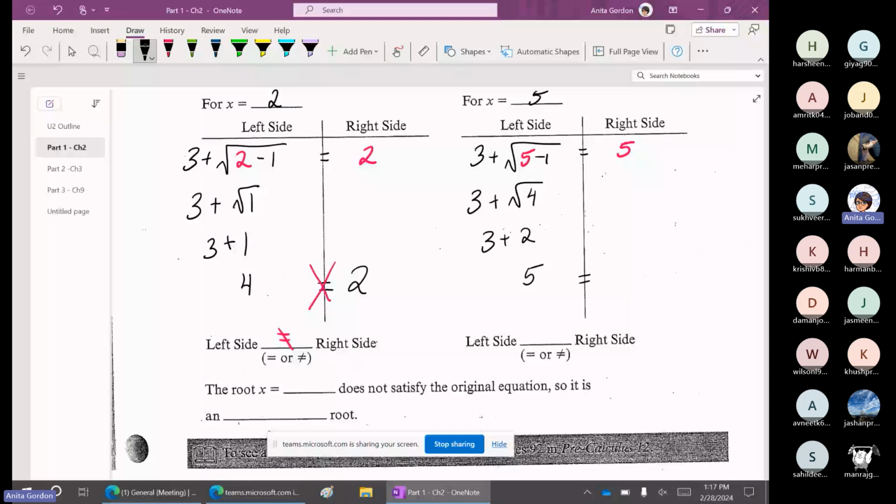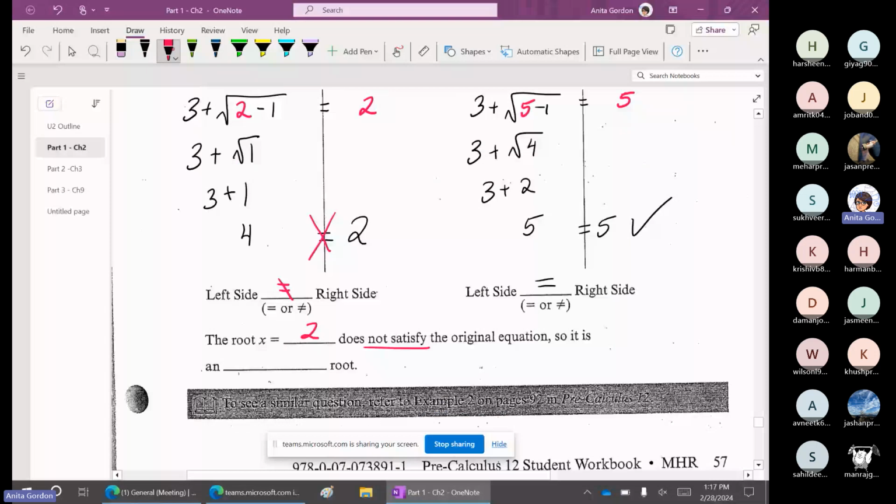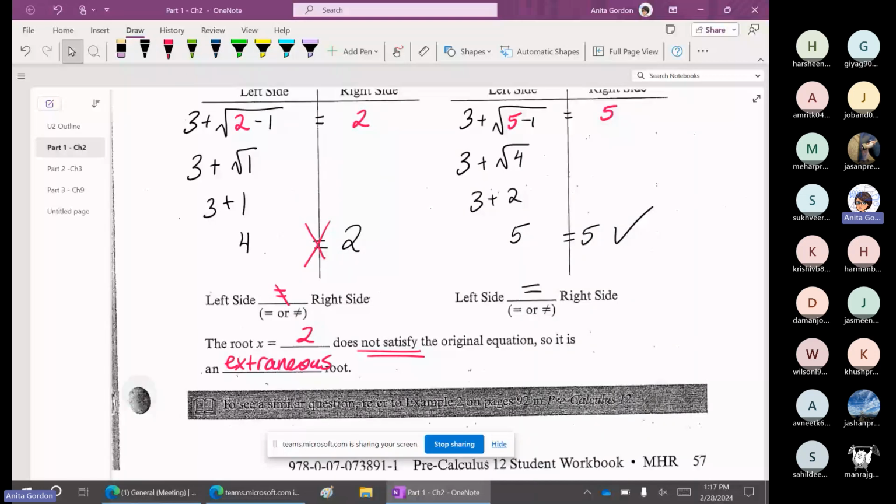This is telling me I only have one legitimate root or one legitimate solution for this equation, which means that x equals 2 does not satisfy the equation. We call it extraneous, or the extra root. Mathematically, it kind of works out, but it doesn't fit our equation. It doesn't fit our left and right side. Okay, so this is an example of an algebraic one.